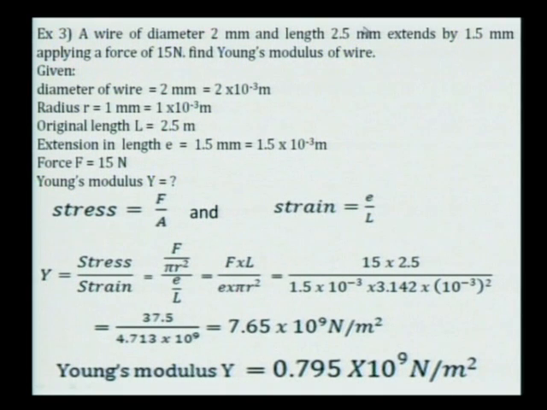Here, instead of mm, we have to read it as meter, original length. Then extension is 1.5 mm, therefore 1.5 into 10 to the power minus 3 meter. External force is 15 Newton. You have to find Young's modulus.